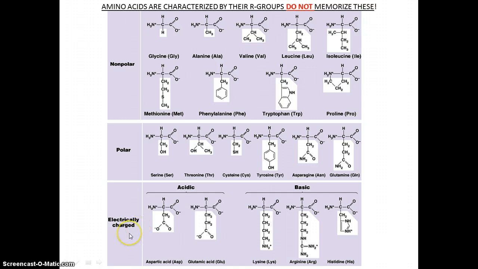And some amino acids are charged. They can be acidic or basic. Acidic meaning they donate hydrogen, and basic meaning they are a hydrogen acceptor.